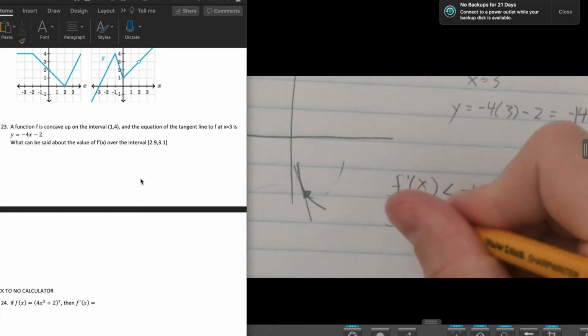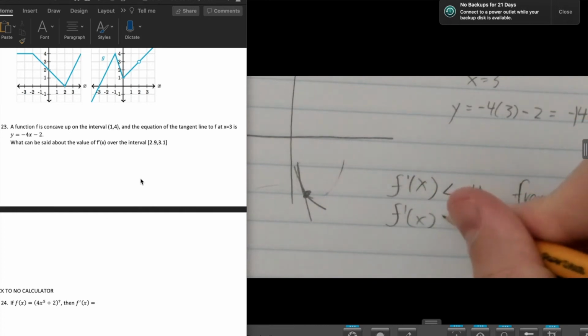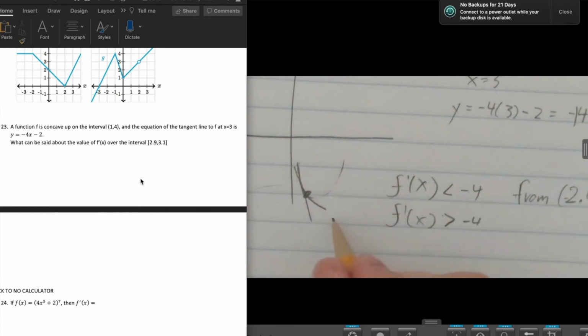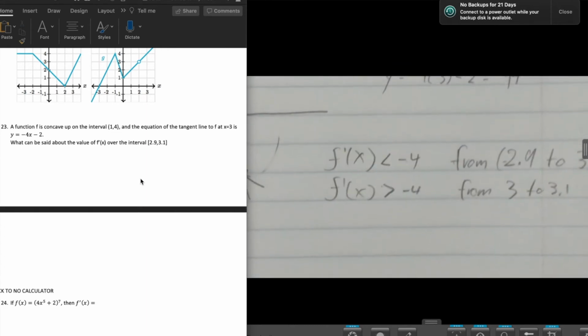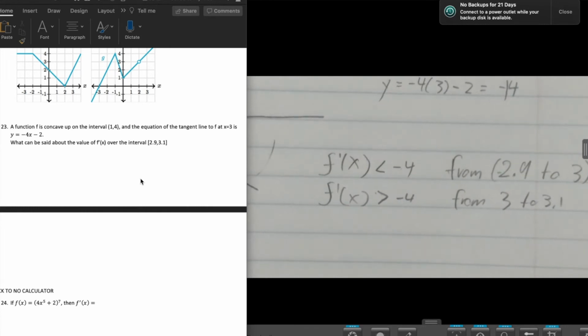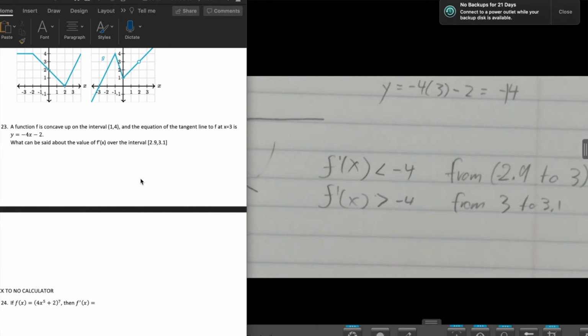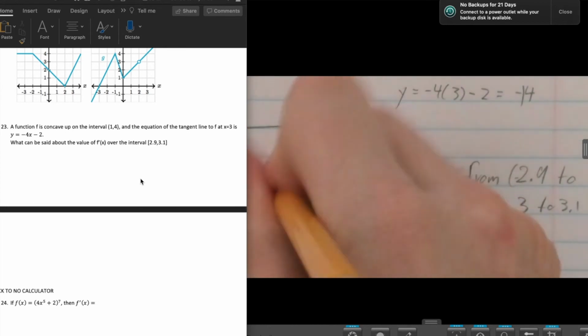Or you could use interval notation. And f prime of x will be greater than negative 4, in other words, less negative, from 3 to 3.1. This is definitely probably one of the hardest questions that you'll see just because of how abstract it is. Now, I think it will also be easier once you have the multiple choice answers that you can kind of weed out.